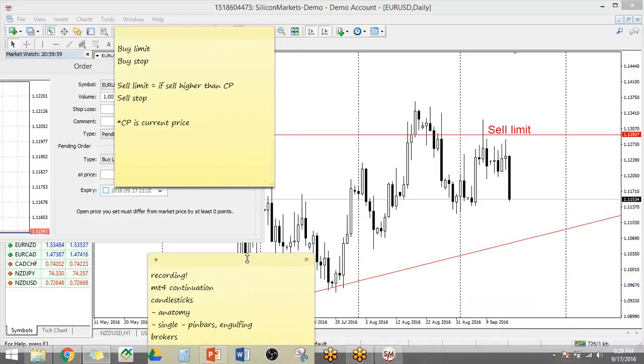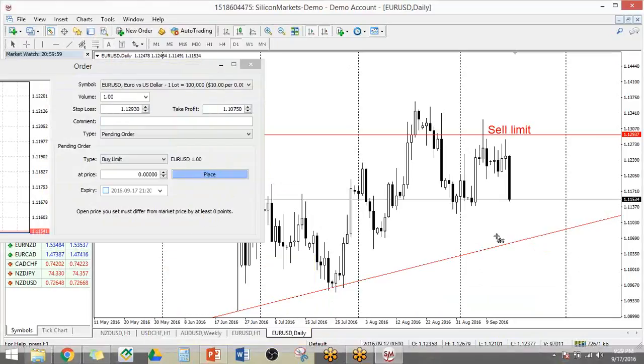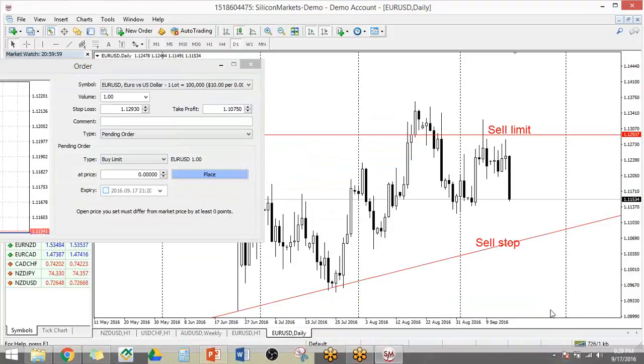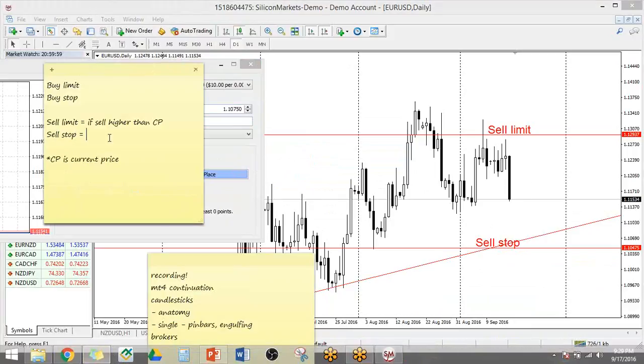What if we want to sell lower? Let's say we want to sell at this particular level right here, at 1.1047. We want the price to go down a little bit more so that we're really sure that it already broke the support and it's gonna continue down. So we want to sell there automatically. So if you want to sell lower than the current price, you use sell stop.